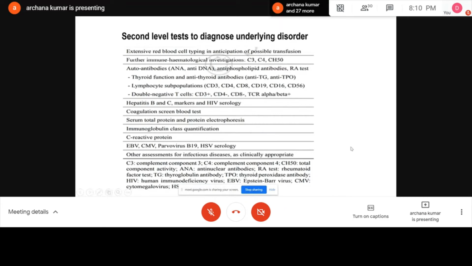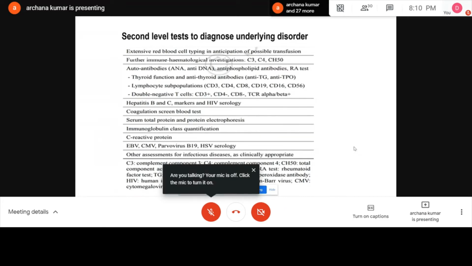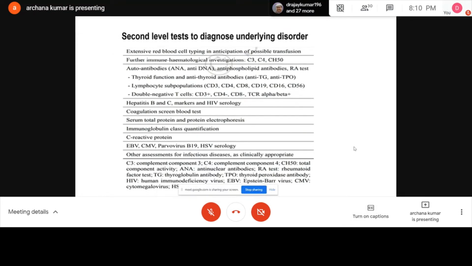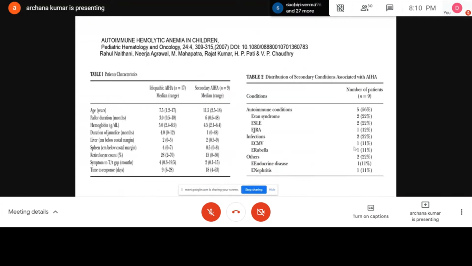And as I said earlier, in younger children, we should be thinking more about primary immunodeficiencies, whereas in older children, it should be more about infections and other types of autoimmune diseases.